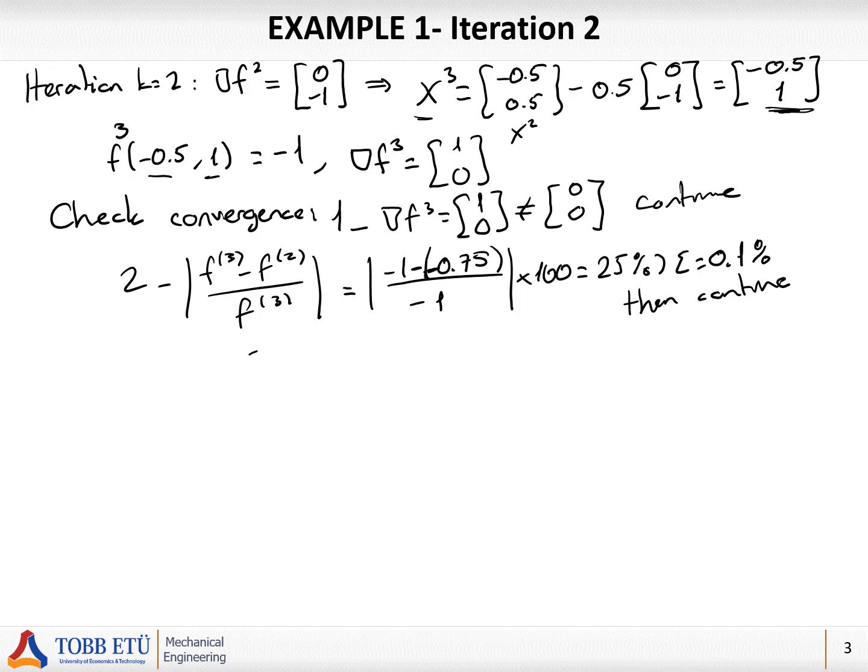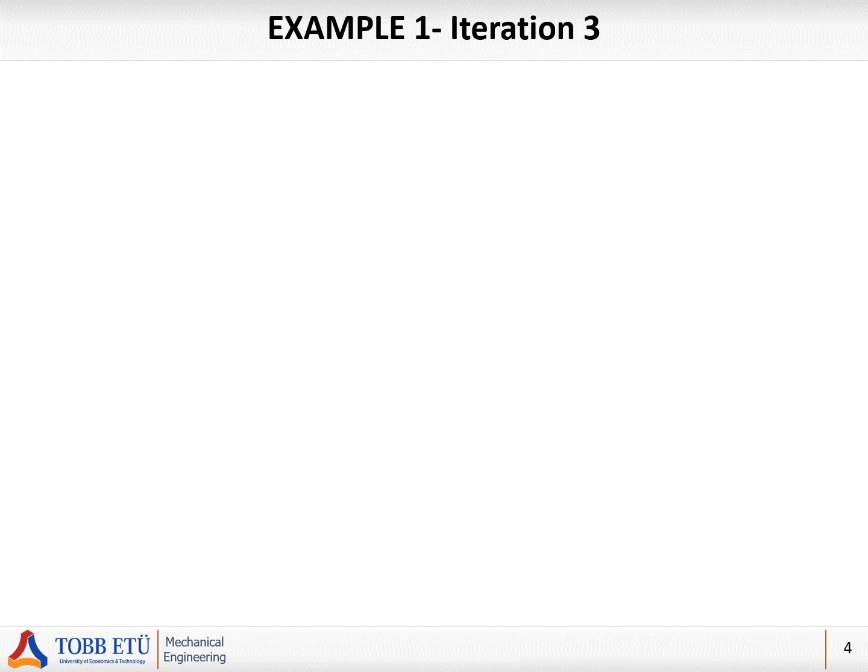So let's go to iteration 3, because we said continue here, we cannot stop. I think we need to go to the next slide for it. In iteration 3, we have k equals 3, and we calculated delta f3 as 1 and 0. So let's keep this in mind.